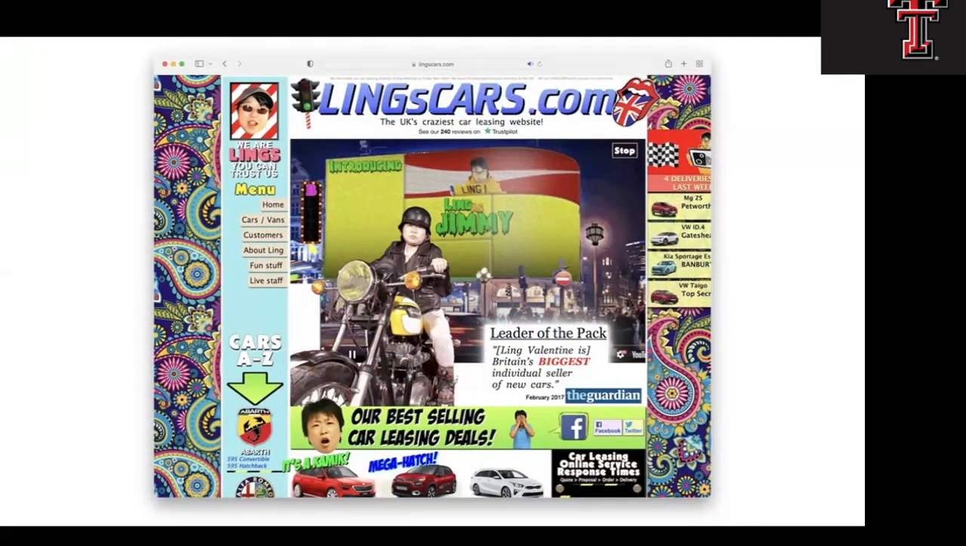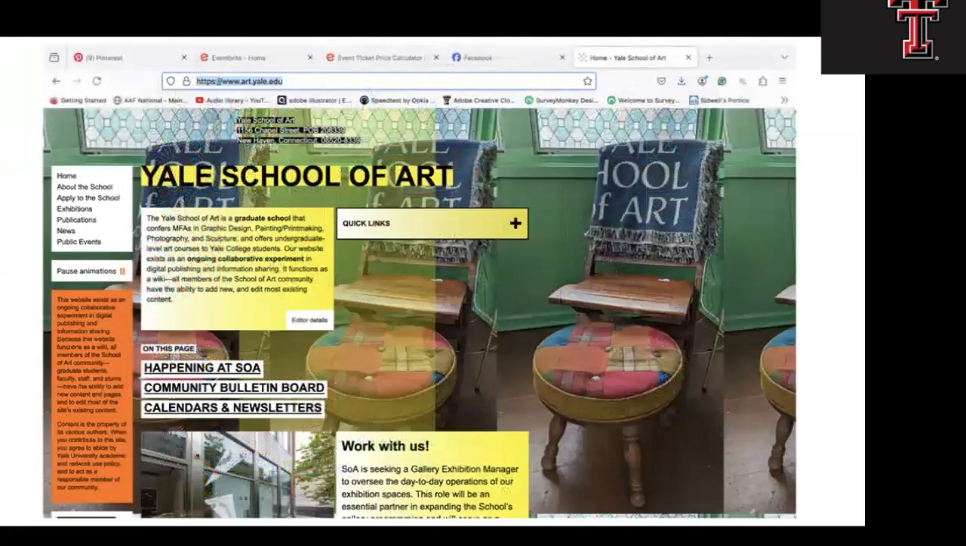That is just a dumpster fire. This makes me really sad. This is actually art.yale.edu. So that's from Yale. That's their art school. That is really a hot mess too.